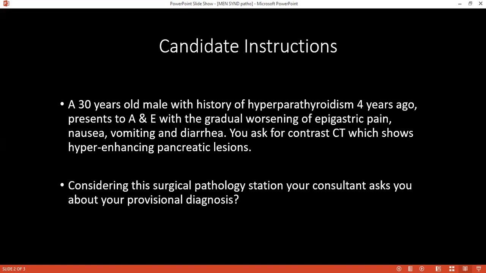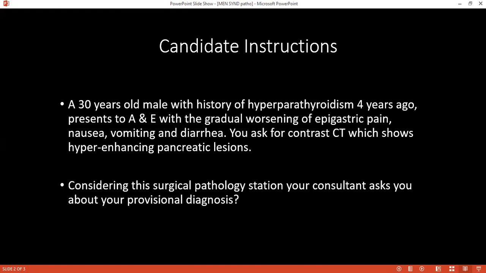If you have read and understood, considering its surgical pathology station, kindly tell me what is the provisional diagnosis that you will consider for this patient? So maybe the patient has a pancreatic mass, could be gastrinoma. Differential could be insulinoma. What are the group of conditions? It could be MEN, multiple endocrine neoplasia.